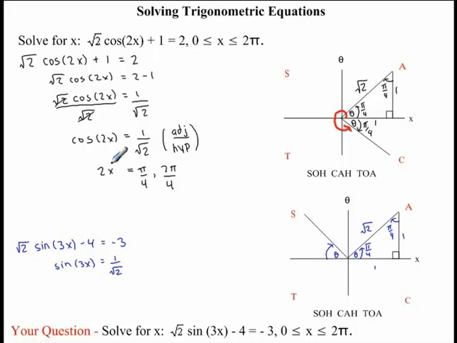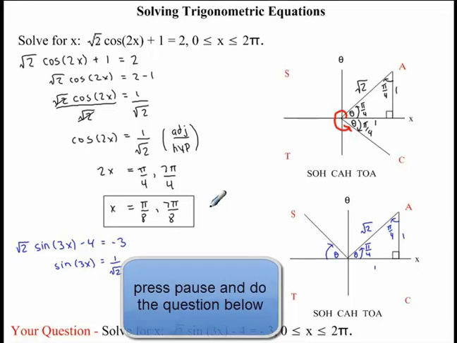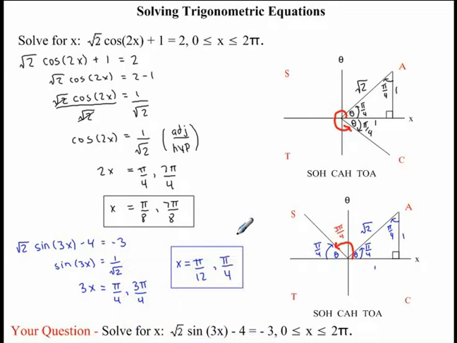Lastly, we need to isolate for x, which means we need to get rid of this 2. To do that, we need to divide this side by 2, as well as the right-hand side of the equation, which means we need to divide both of these angles by 2. So our final answer, our x is equal to pi over 4 divided by 2 will give us pi over 8. 7 pi over 4 divided by 2 will give us 7 pi over 8. And this is our final answer. I would now like you to finish off the question that you were working on. And here's your final answer.